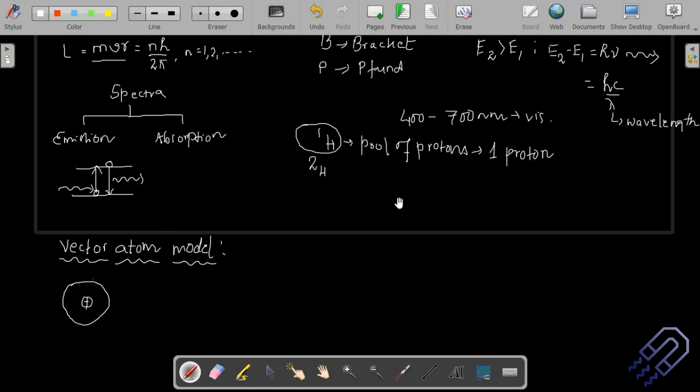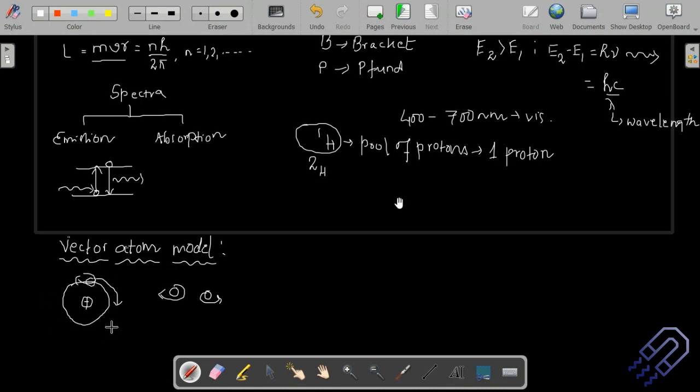But then there was a problem. Bohr said that it was revolving around the nuclei, but he had no idea that the electron was also spinning along its own axis. An electron might be spinning in this direction, or it might be spinning in this direction. So it has a spin of its own. At the same time, it is revolving.